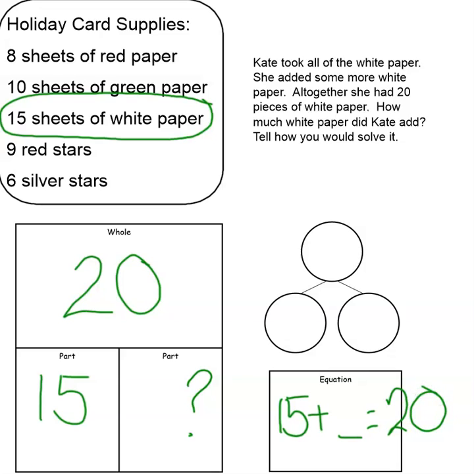Let's put that in our number bond. Where would the 20 go? Would that be in the part or in the whole? We know altogether she had 20, so we know that is our whole. Well, one part we know. We know that she started off with 15, and then she added some more. So if we have 15, how many more do we need to add to get to 20?